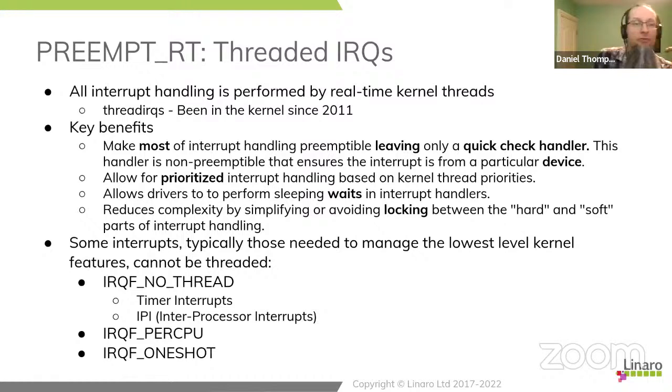So the key thing that's happening is on a real-time kernel, all interrupt handling is going to be switched over to kernel threads, real-time kernel threads. This is a feature called threaded IRQs. It's actually been in the kernel since 2011 because it's useful in other circumstances.